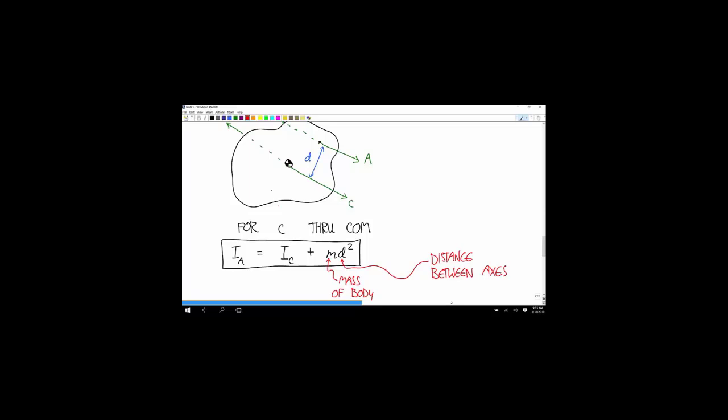So looking at this formula, where does the axis have to be for the mass moment of inertia to be as small as possible? Center of mass, that's right. So you can't ever get smaller than that because M is positive, D squared is positive. And so any distance you move away from the center of mass for your axis is going to increase the mass moment of inertia. Okay, let's do an example.